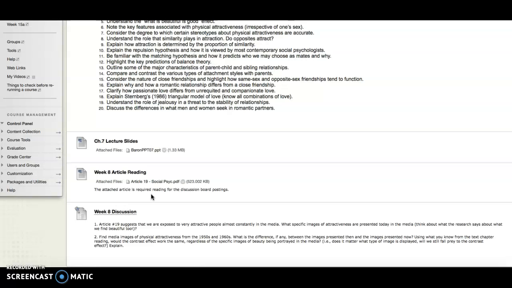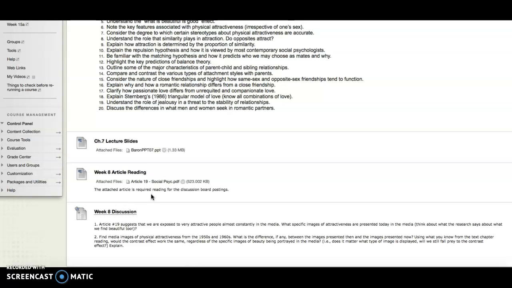And you're going to be looking at what types of media images we are exposed to today that tell us what is attractive. And this can be any type of popular media, social media, television, print ads, billboards, all of that is fair game. But you're going to be taking a look at what specific images of attractiveness we are presented with today, and does that coincide with what the research says that we will find beautiful.